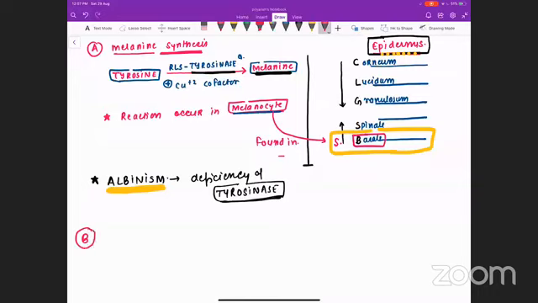The second special product of tyrosine is thyroid hormone synthesis, that is T3 T4 synthesis.